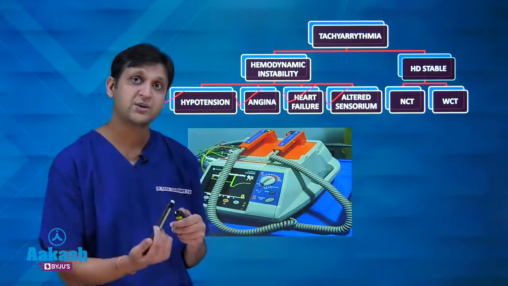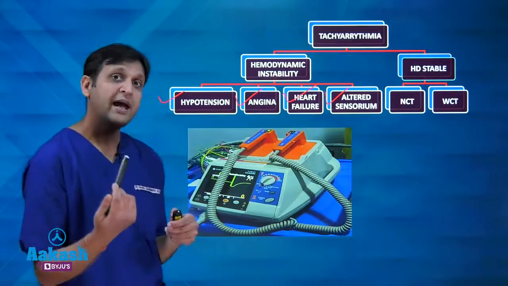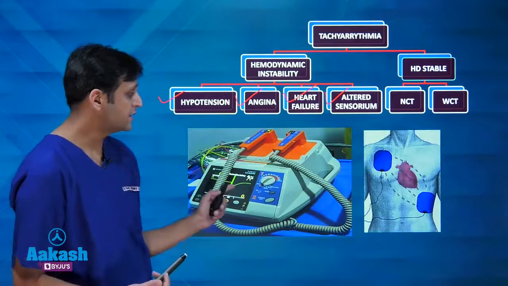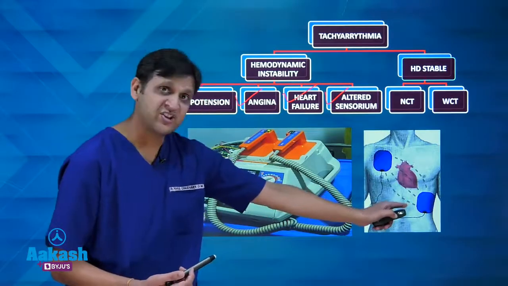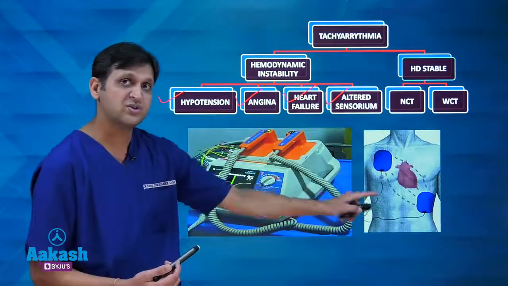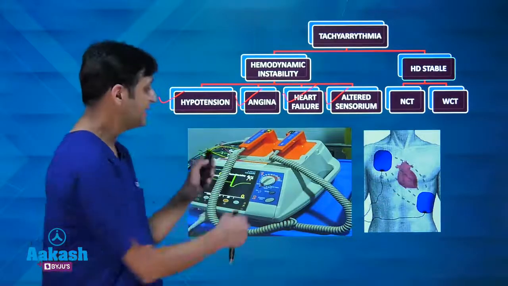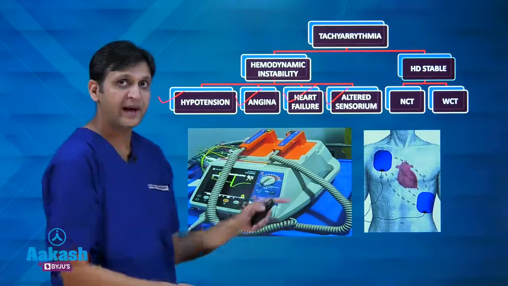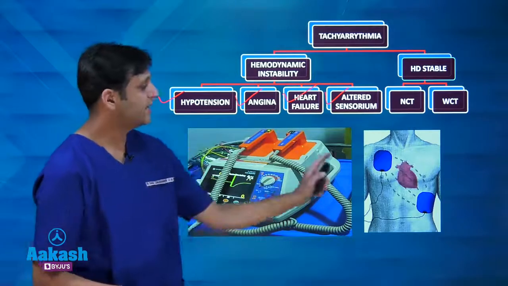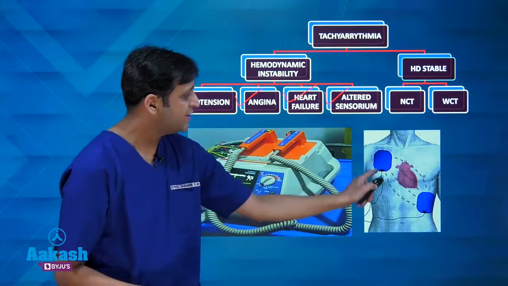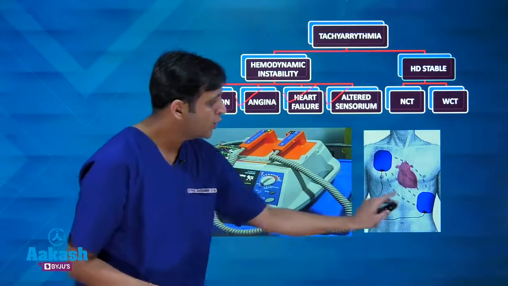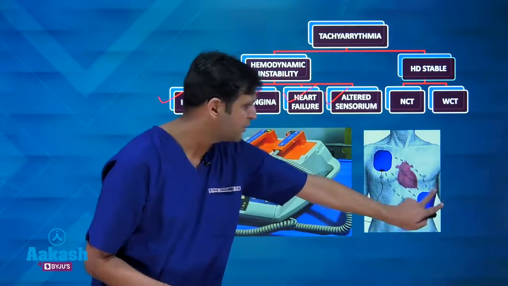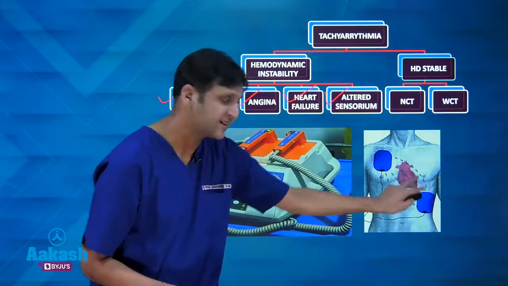That is synchronized to the R wave. The other way of giving a synchronized DC cardioversion is by applying these patches, which are defibrillator patches. As for the position where you apply these pads or paddles, you can apply one on the right anterior, just below the clavicle on the right side of the sternum, and the other on the left lateral, just below the nipple or the breast. That's one position.